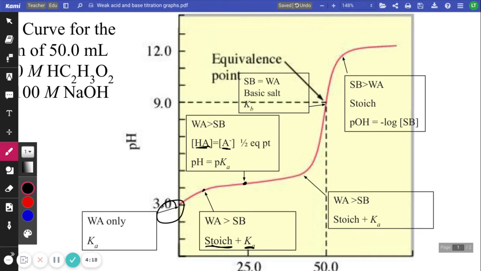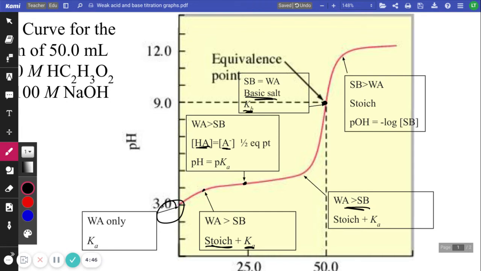Still here, before we get to our equivalence point, our weak acid is greater than our strong base. Again, we'll have to do stoichiometry to figure out how much of our weak acid has been consumed. And then after that, we'll solve using a weak acid, our Ka right there. All right. If we are at our equivalence point, our strong base should be equal to our weak acid, but there will be a basic salt present at equilibrium.